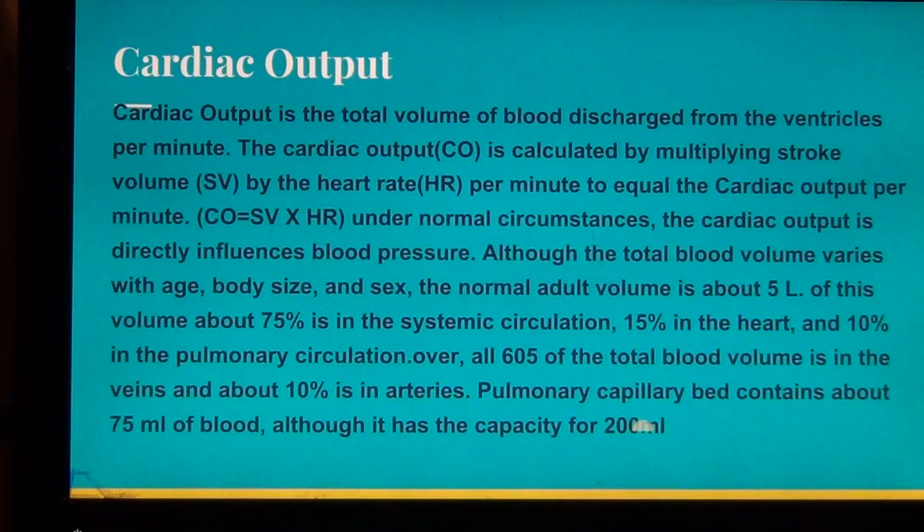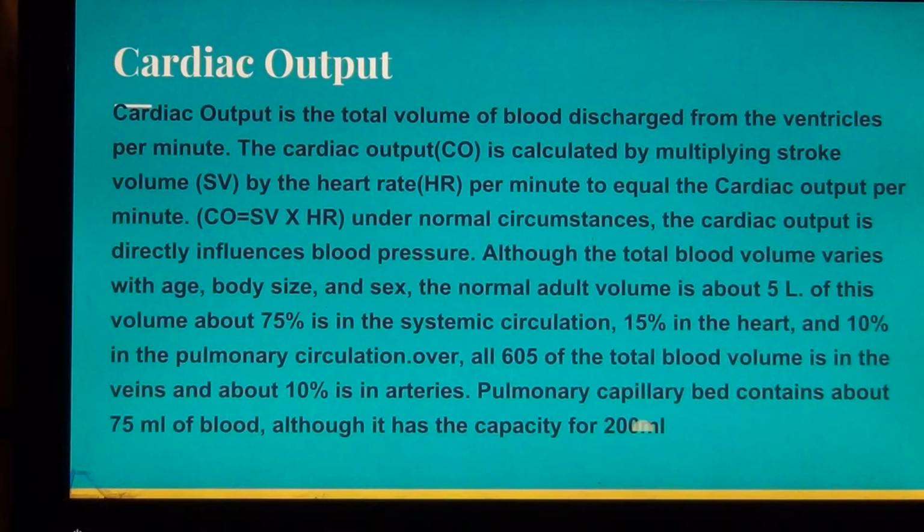Cardiac output is the total volume of blood discharged from the ventricles per minute. The cardiac output, or CO, is calculated by multiplying the stroke volume, which is SV, by the heart rate, HR, per minute. So the equation, if you were to write it out, is CO equals SV times HR. Under normal circumstances, the cardiac output is directly influenced by blood pressure.